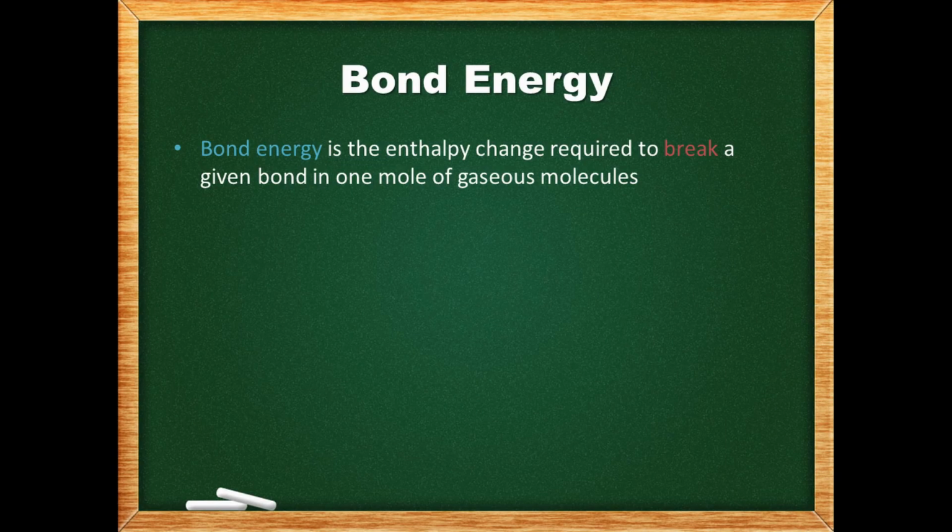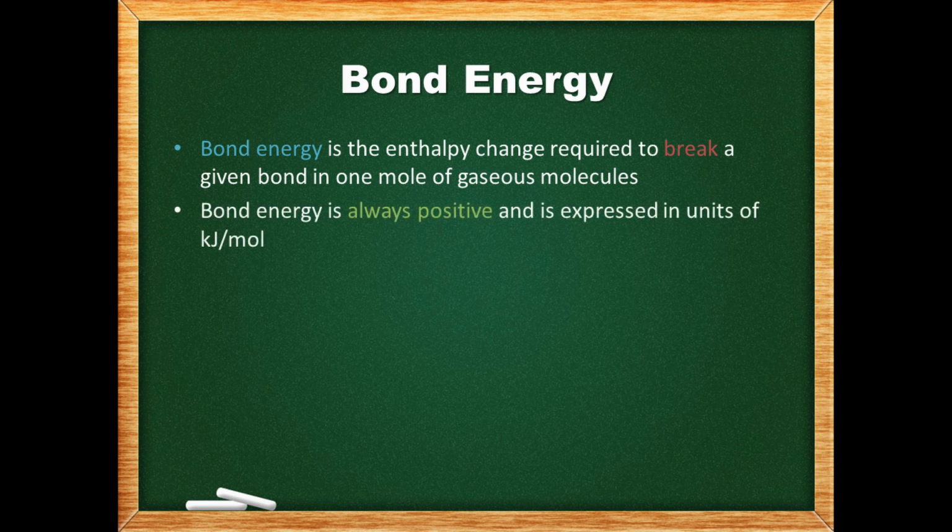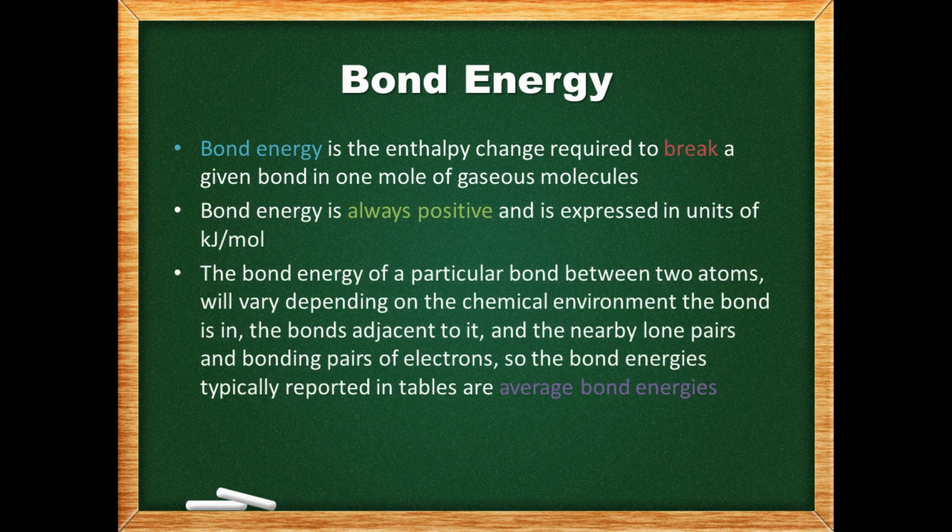Using bond energies is the final method we will use for calculating enthalpy changes. Bond energy is the enthalpy change required to break a given bond in 1 mole of gaseous molecules. It's always positive and expressed in units of kilojoules per mole. The bond energy of a particular bond between 2 atoms will vary depending on the chemical environment the bond is in, what other bonds are adjacent to it, and what lone pairs and bonding pairs of electrons are nearby. Because of this, the bonding energies typically reported in tables are average bond energies.